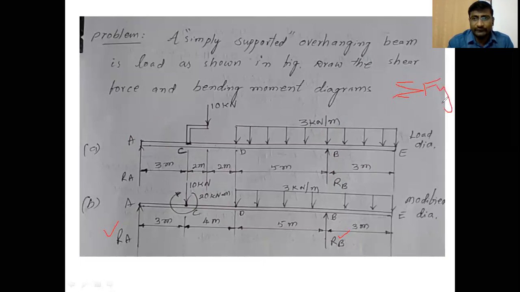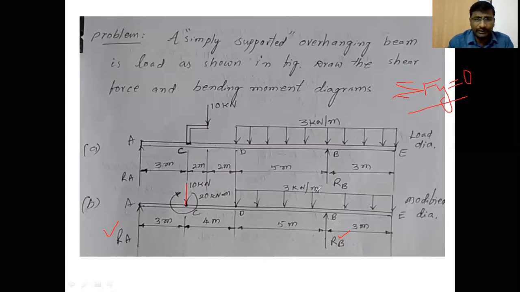If we take sigma Fy equal to 0, it means all the downward forces must be equal to all the upward forces. What are the upward forces in this beam? RA and RB are the upward reaction forces acting on the beam. What are the downward forces? The 10 kilonewtons at point C, and the distributed load, which is also downward. We should not include the couple when summing the forces.